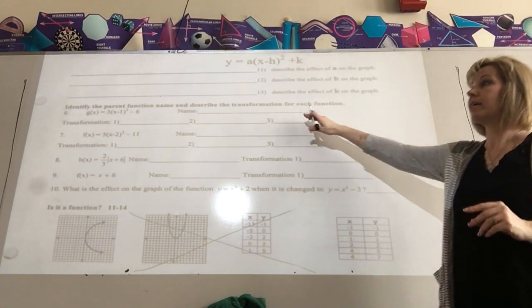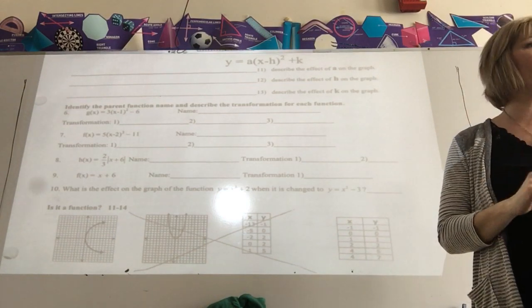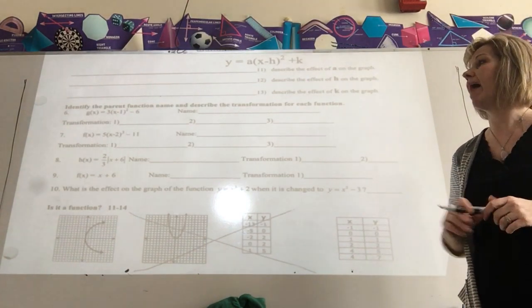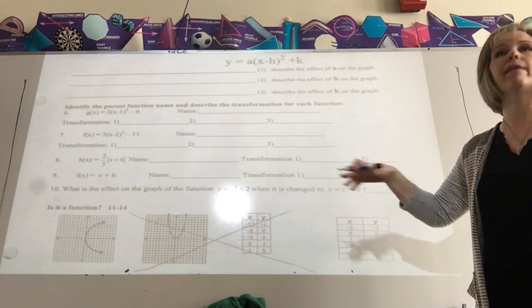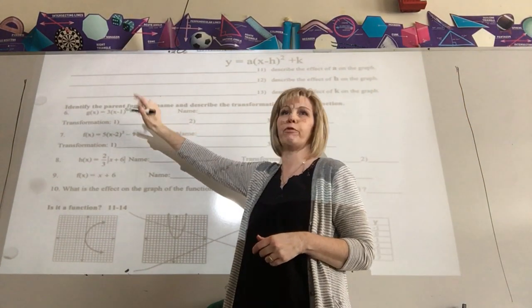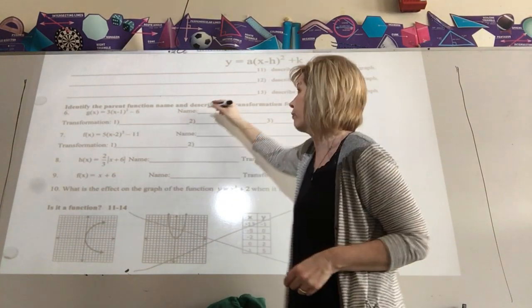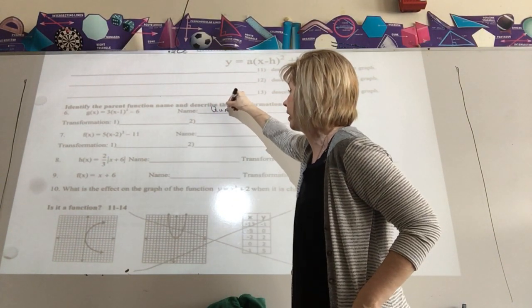Okay, so for this, we're gonna look at the parent function. So think about your names. The name I want you to put first, and then we're gonna list the transformations before we even start graphing. So we'll go gradual. What is the name? If you see second degree, what is it called? For the name, I want you to put quadratic.